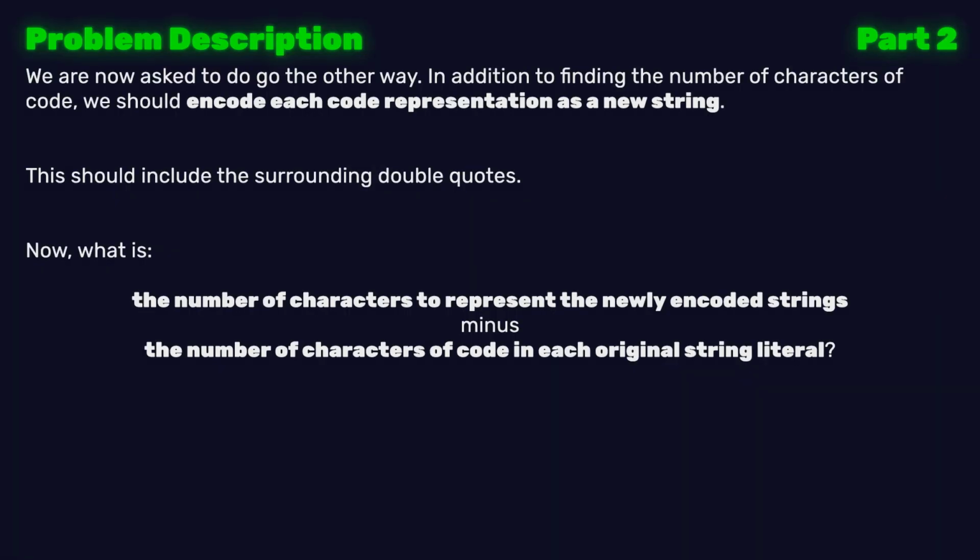In Part 2 of today's problem, we are asked to do the opposite as Part 1. We're still looking to find the number of characters in code, but we should encode each string literal into a new string that includes double quotes. The question then becomes, what is the number of characters needed to represent the newly encoded strings minus the number of characters of code in each original string literal?